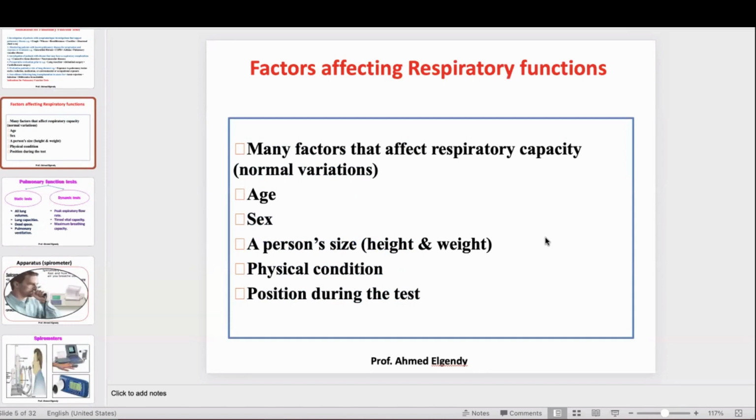So what are the factors that will affect the respiratory functions? Many factors can affect the respiratory capacities. These are the normal variations. For example, age, old age or very young, sex, for example, male and female, person's height and weight, physical condition, position during the test. All these factors will affect the respiratory function. These are the normal variations.